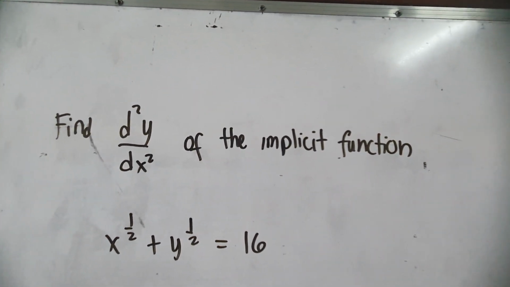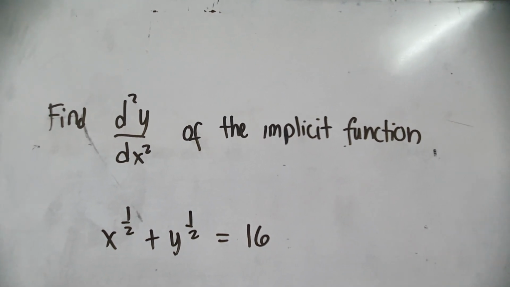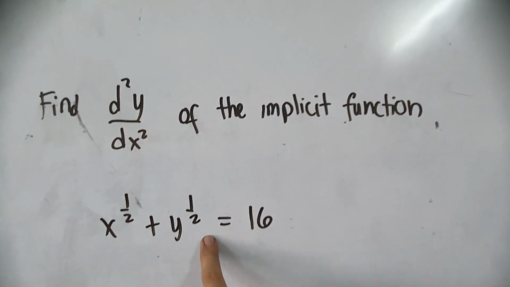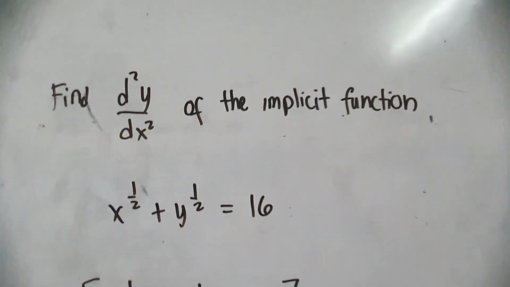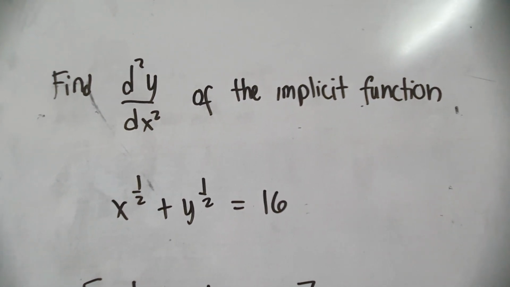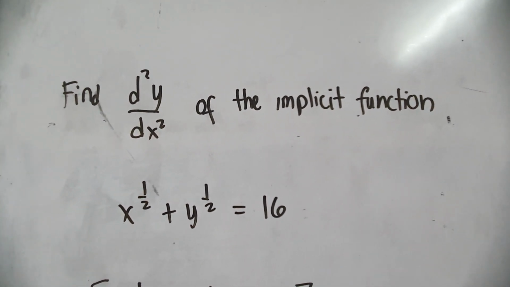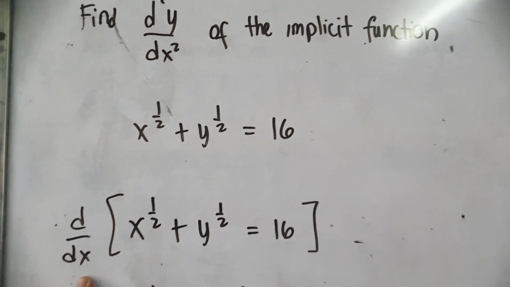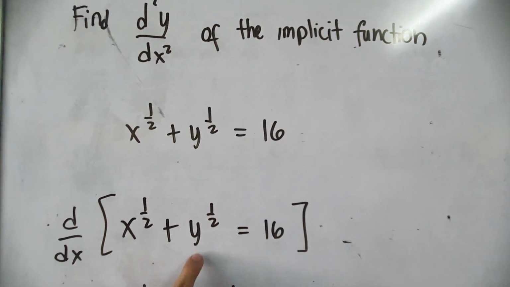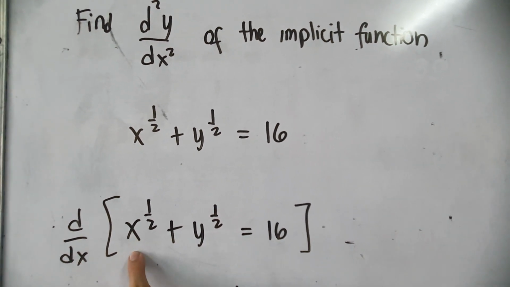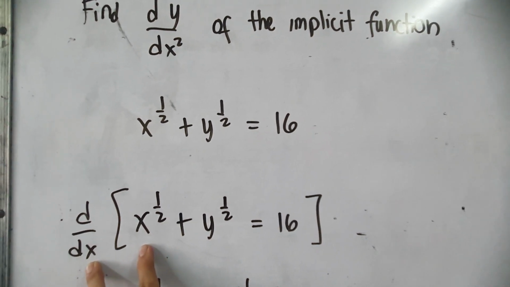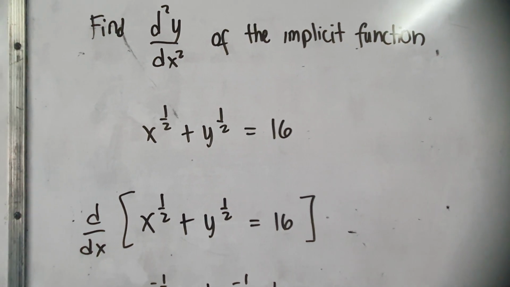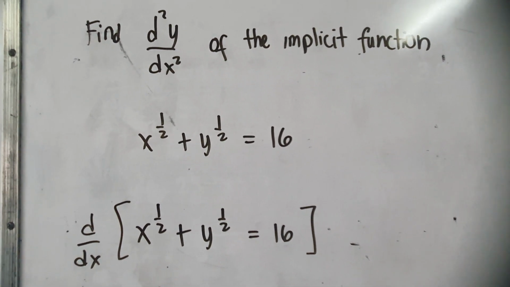Find d squared y over dx squared of the implicit function. We have our implicit function, x raised to the power of 1/2 plus y raised to the power of 1/2 is equal to 16. Yes, we have learned from implicit functions that we no longer have to transpose, rearrange, or even alter the equation. All we need to do is to apply derivative with respect to x. And we have a function that has a variable that agrees with respect to x and a variable that does not agree with respect to x. So we need to, again, apply the basic rules that we have discussed.